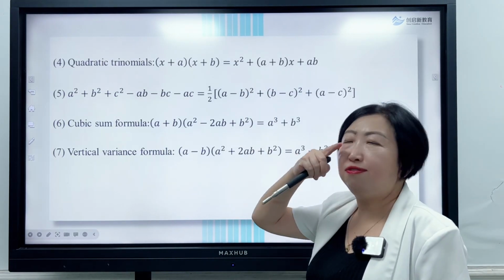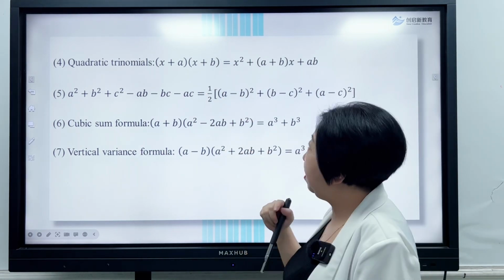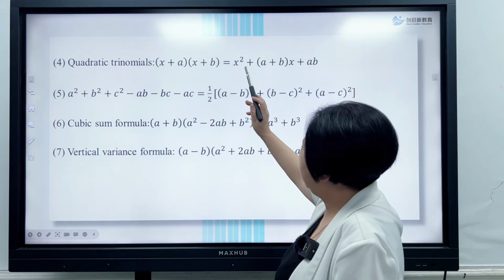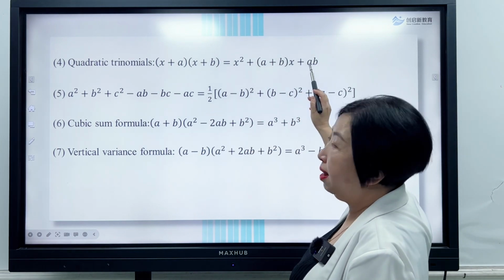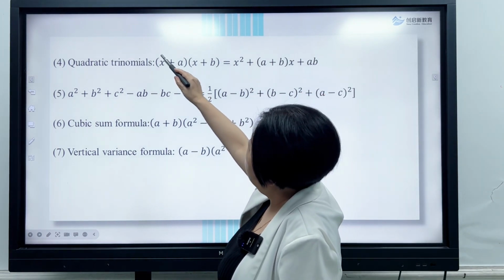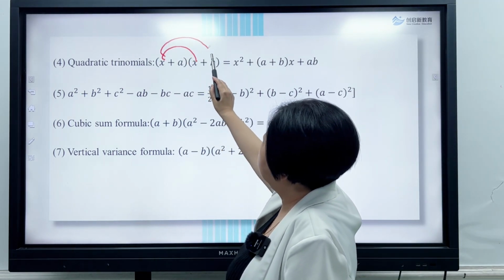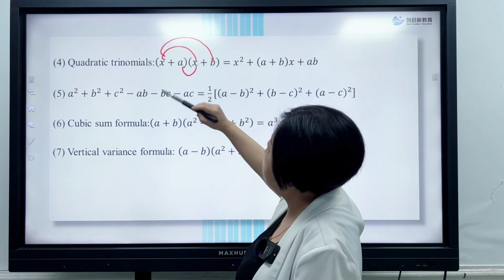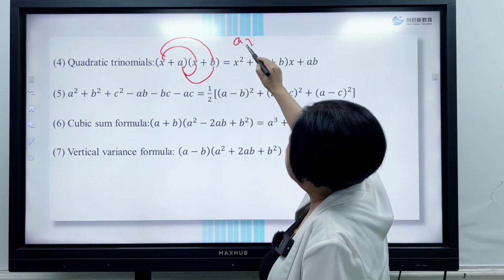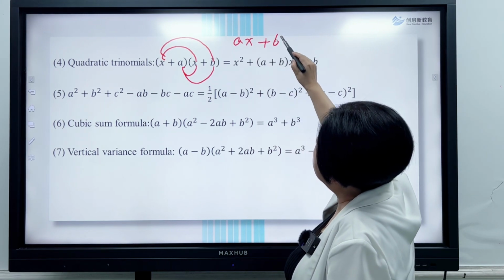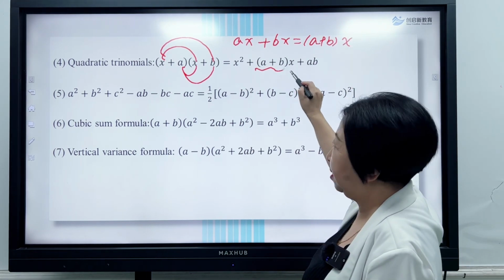The first formula, the sum of x and a times the sum of x and b equals x squared plus the sum of a and b times x plus ab. You know, here x times x is the square of x, then x times b, x times a, and ab. Of course, ax plus bx equals the sum of a and b times x.